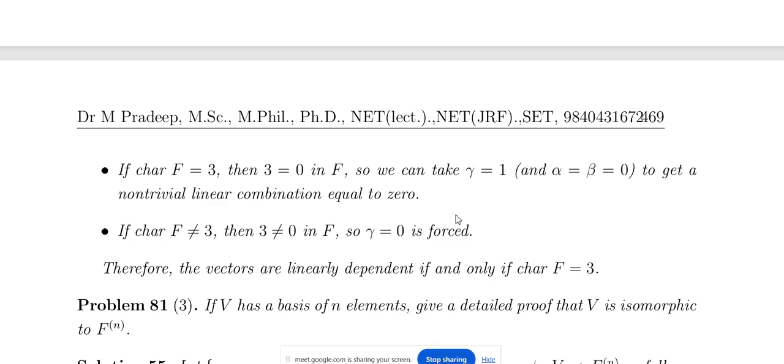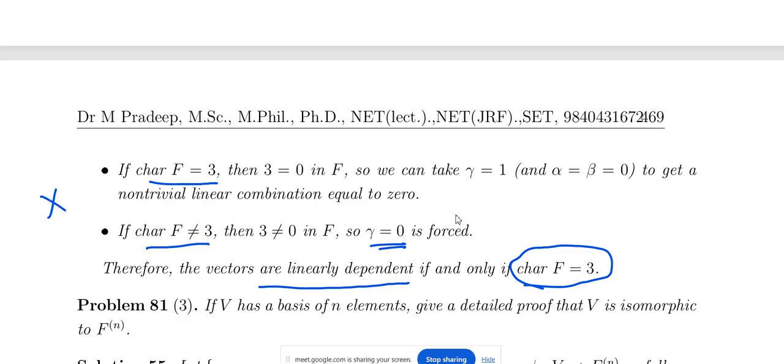That means a non-trivial linear combination equal to 0. So if the characteristic of F equals 3, that is what they are asking; the vectors are linearly dependent. Suppose the characteristic of F is not equal to 3, so 3 is not equal to 0 in F, so gamma should be equal to 0, that is, linearly independent. So the vectors are linearly dependent if and only if the characteristic of F equals 3. That is called linearly dependent. Okay, it's also very important.